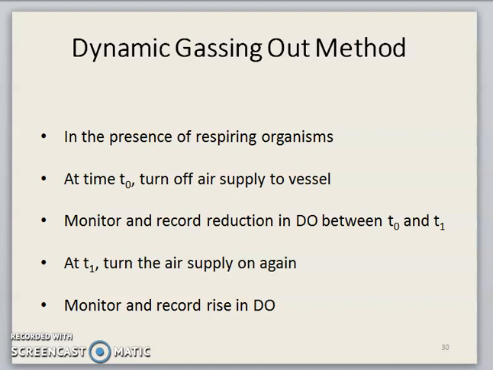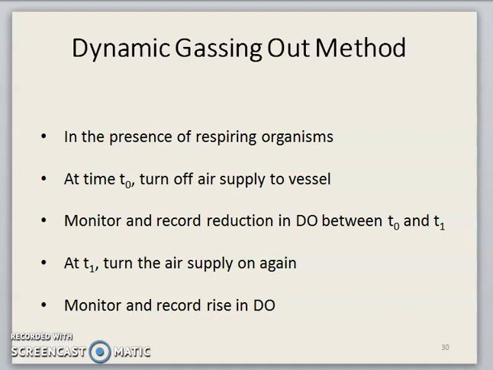Another method is the dynamic gassing out method. This dynamic gassing out method is a method where there is a presence of microbes in the fermenter. At time T node, turn off the air supply to the vessel, and monitor and record the reduction of dissolved oxygen between T node and T1. At T1, turn the air supply on again and then monitor and record the rise of dissolved oxygen.